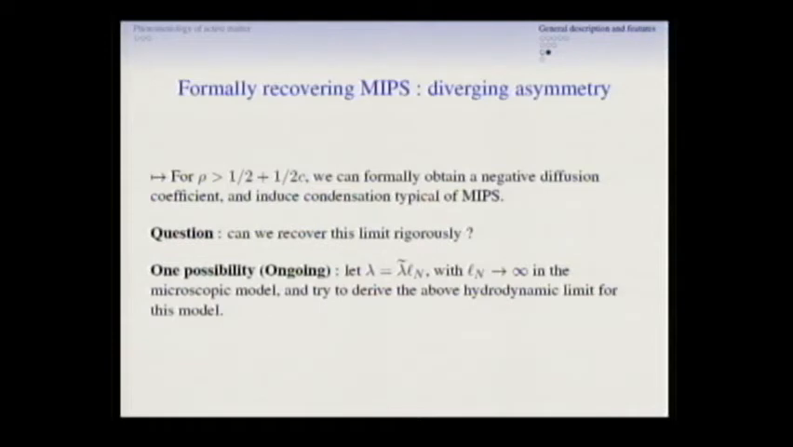Of course, there is a lot of cheating here. There is much non-rigorous stuff. So the question is, can we recover this limit rigorously? And the answer is yes to my second question from earlier. One possibility, which is the subject of my ongoing work with Thierry, is to let lambda go to infinity at the microscopic level, together with N, and try to recover a hydrodynamic limit from the microscopic model, and derive this hydrodynamic limit rigorously. We're trying to use a method called the relative entropy method, and there are a lot of hurdles here, once again because of the exclusion rule, even only on the asymmetric part.